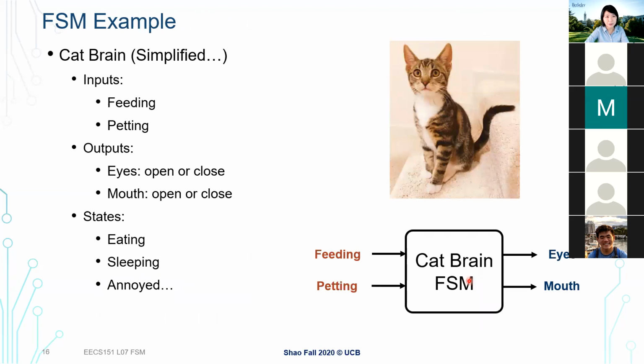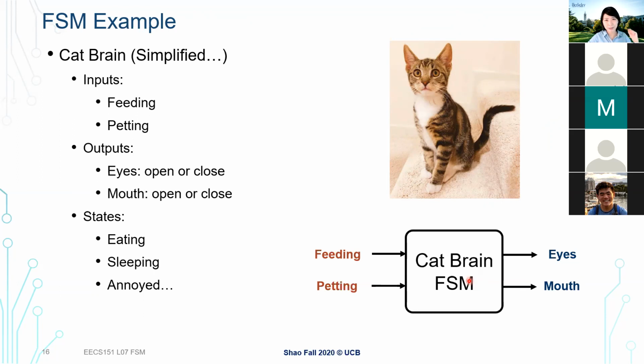So in this example, let's assume that for some reason, we actually want to build a finite state machine to represent a cat's brain. For any finite state machine, it always has externally visible input and also externally visible output, and then it has internal state here. In this very simplified finite state machine example of a cat brain, let's assume that the inputs to our cat brain are two kinds of input.